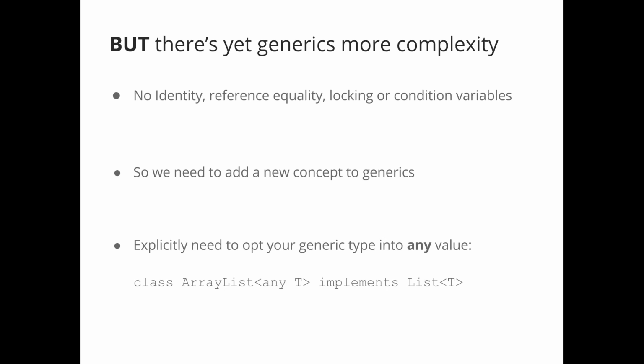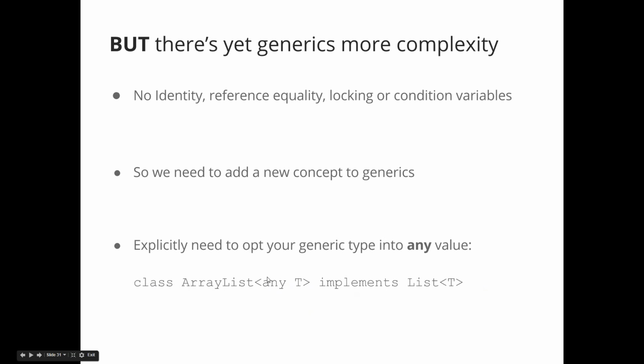So you need to add a concept to generics in order to let it say, here's going to be a generic type, but what you do with it is restricted. You might not be able to do reference equality checks. You might not be able to use the synchronized keyword or call wait and notify. And the concept being added is the idea of anyfication. So in Java 10, I mean, this might not be the syntax, but this is definitely the direction things are going in conceptually. You will be able to say, hopefully, class ArrayList<any T> implements List<T>.